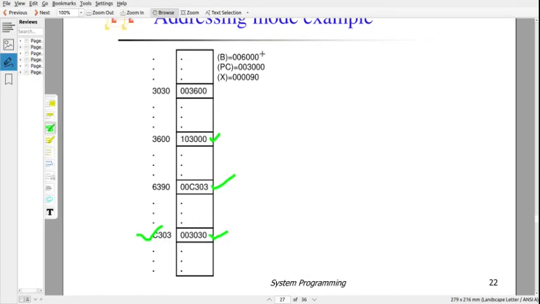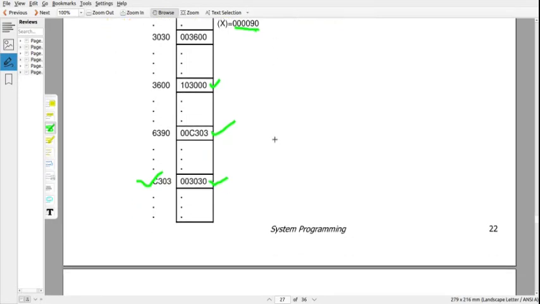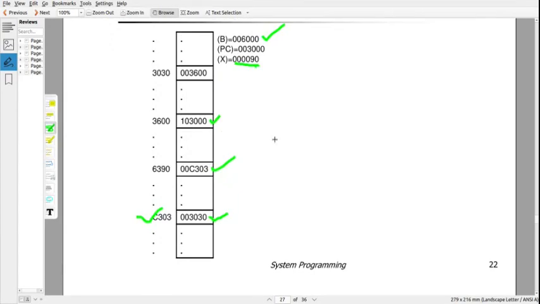There are three registers mentioned here. What is the content of each register? B is the base register and contains 006000, the program counter contains 003000, and X, that means the index register, contains the value 00090. So please remember these values, because we are calculating the target address of the different types of instructions.